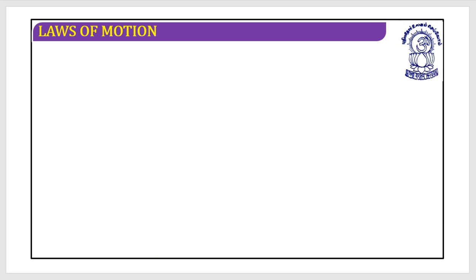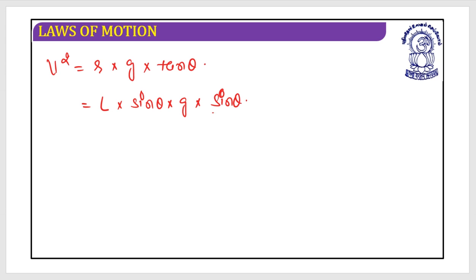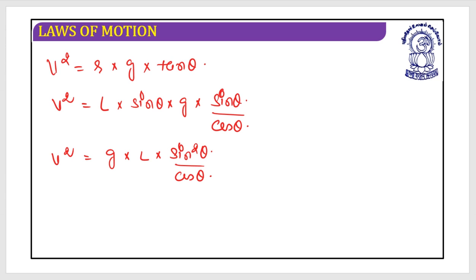So let's just replace this, that v square is equals to r into g into tan theta were there, and I was replacing r with L into sin theta multiplied by g multiplied by tan theta. What is tan theta? It's a sin theta by cos theta. This is v square. So that should be equals to g into L multiplied by sin square theta divided by cos theta. This is the v square.